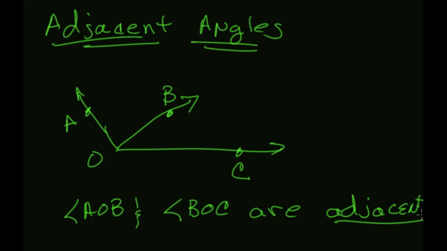Now what this means is that the two angles share a common ray and have a common vertex. So OB is a common side to both angles. They have no overlap, right? So they can have no common interior points. So if a point's inside this angle, it can't be inside this angle. Okay, and if I have that, then I have adjacent angles, or angles that are next to each other.